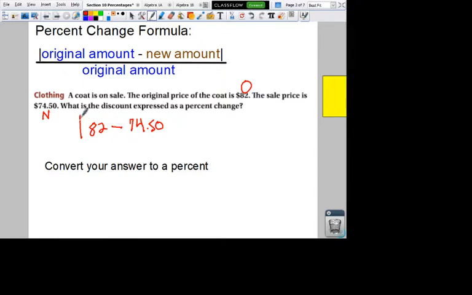Weird 7, I made it, but oh well. They'll have to do. And my absolute value bar is there. And the whole thing is divided by my original, which is 82.